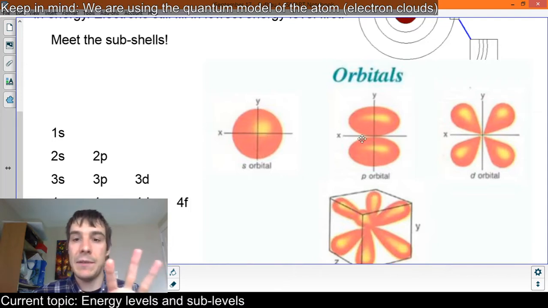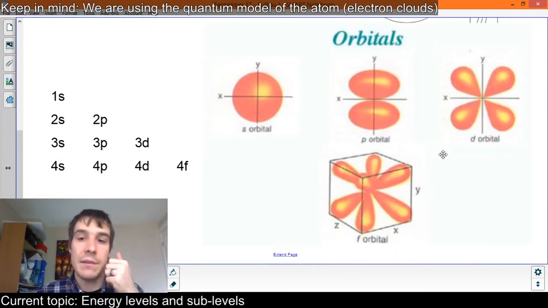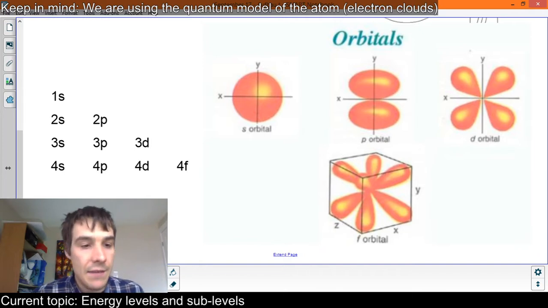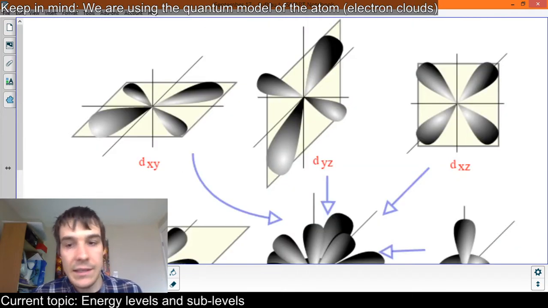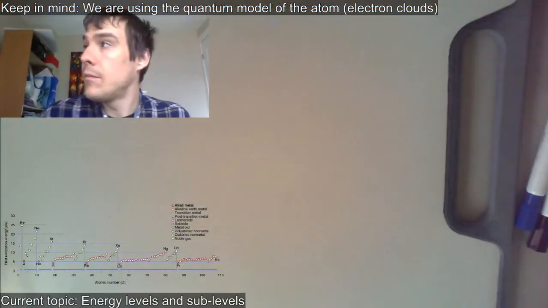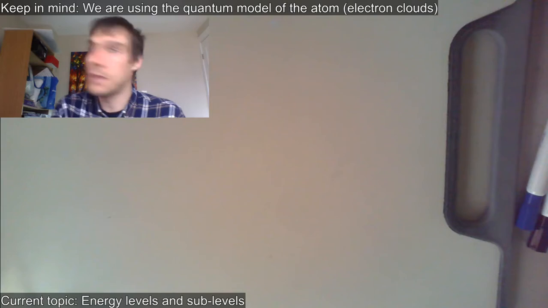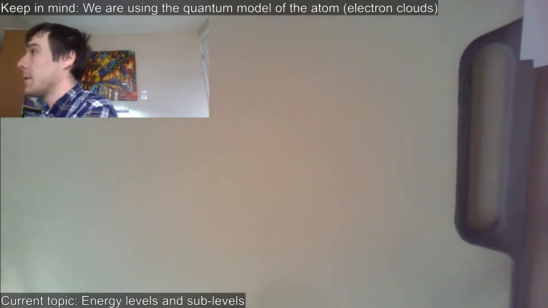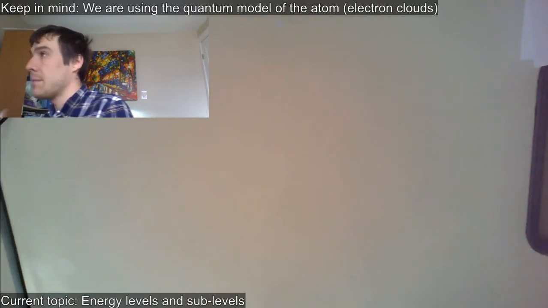There's 3 possibilities for this one. There's 5 for this one. And if you want to follow the pattern, there's 7 for the F orbital. So that's the next thing we're going to talk about, is how these things are arranged. So I'm going to jump over to this, take away that image, and I'm going to talk about the organization of these subshells.